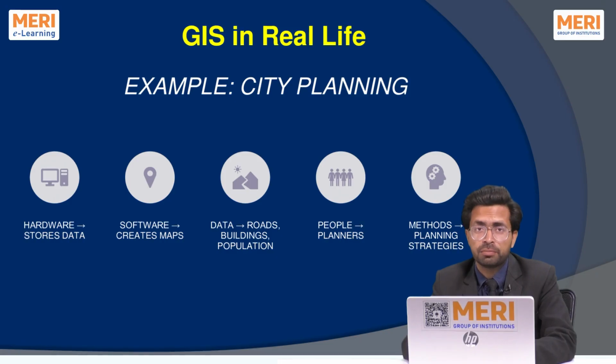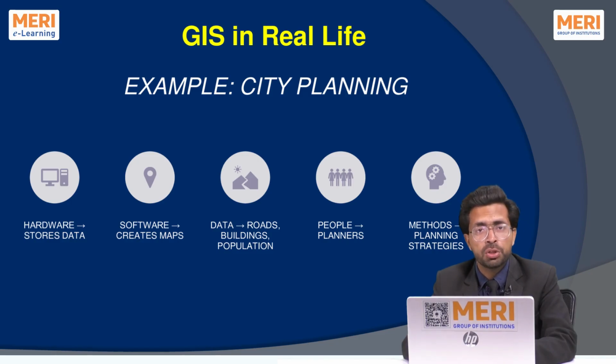Here we have a real life example. To understand how all the components of GIS work together in a real world situation, let's take a detailed example of urban city planning, which is one of the most important applications of GIS. Imagine that a government authority is planning to develop a new residential area in the city. This is not a simple decision because it involves multiple factors such as land availability, population distribution, road connectivity, environmental conditions, and access to basic services like water and electricity. Let us now see how each component of GIS contributes to this process.